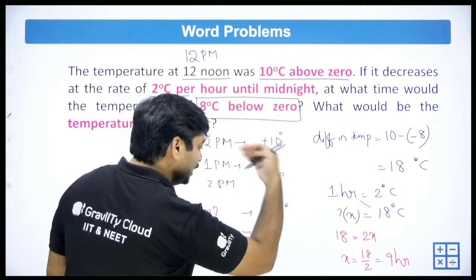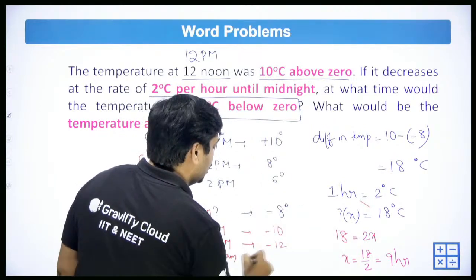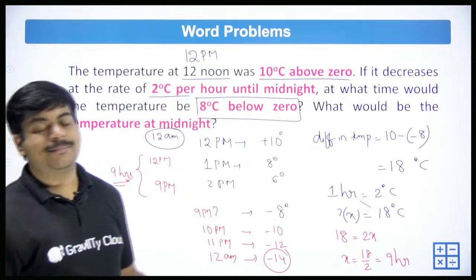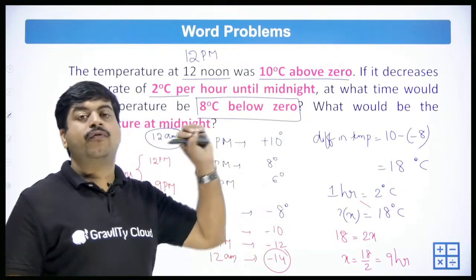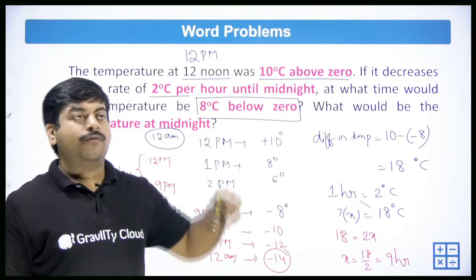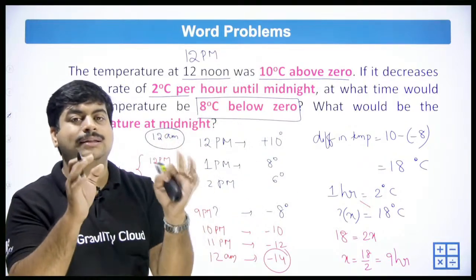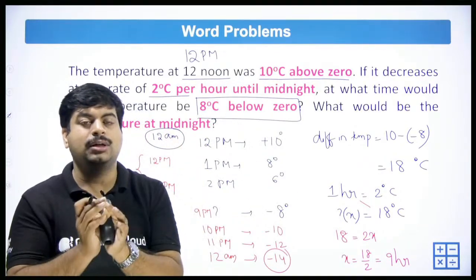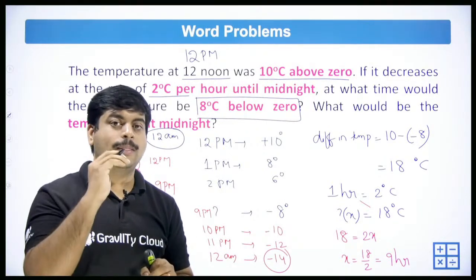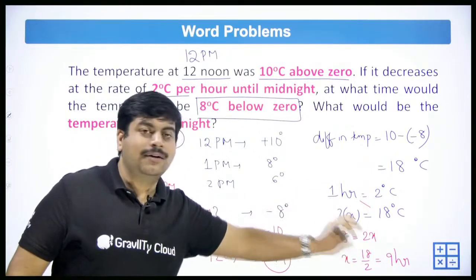Now 2 degrees less, you will fall to minus 10. 2 degrees more, minus 12. 2 degrees more, minus 14. So at midnight, the temperature will be minus 14 degrees Celsius. From 10 to minus 8, you're having a total of 18 degrees Celsius as the difference in temperature. For every 1 hour, you have 2 degrees Celsius down. So for 18 degrees, you need 9 hours of time.